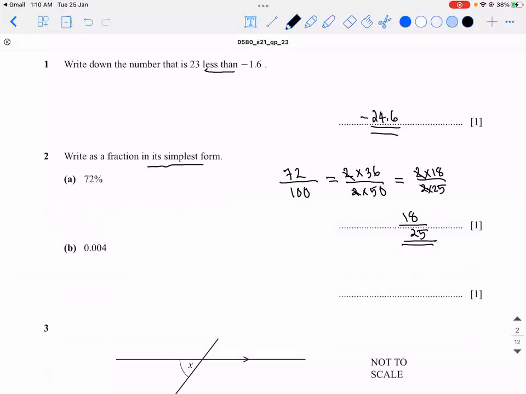Then write as a fraction in the simplest form 0.004. So 0.004, how many decimal places? 3 decimal places. So it is simply 4 out of 1000, correct? Because 4 out of 1000 is 0.004. Simplifying this, we can write it as 4 times 1 upon 4 times 250. Am I right? So the 4 and 4 got cancelled. The simplest fraction is 1 over 250. That's it. Very simple, right?